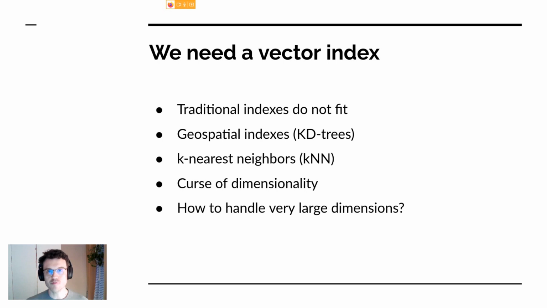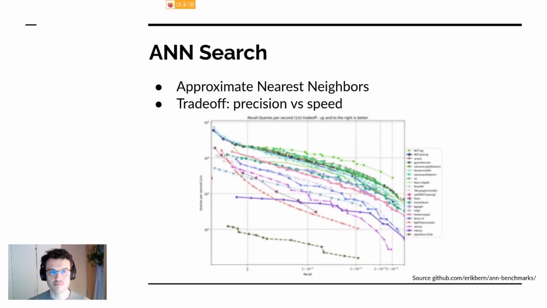As usual, one way to fix your problem is to relax the constraints. And this is what we're going to do with something called ANN search. ANN stands for approximate nearest neighbors. And here the constraint we relax is that we're not going to ask for the exact precise result. We're going to say, I'm okay if this is an approximate result. So the trade-off you're making here is really precision versus speed.